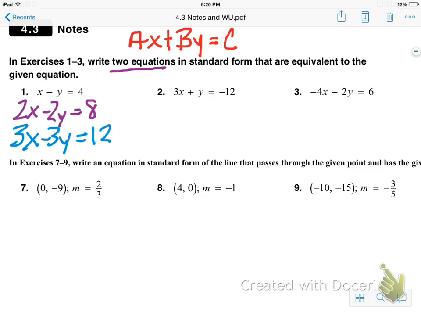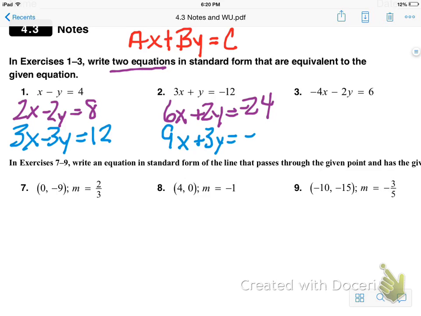Okay, looking at number 2, I've got 3x plus y equals negative 12. If I double it, then I'm going to have 6x plus 2y equals negative 24. And again, you can use your calculator if you need to do the math. I'm going to triple it for the second time, so each term gets multiplied times 3. So I have 9x plus 3y equals negative 36. Now for these examples, if you want to do some different examples for me that you're multiplying or dividing by the same thing, then I encourage you to do that.